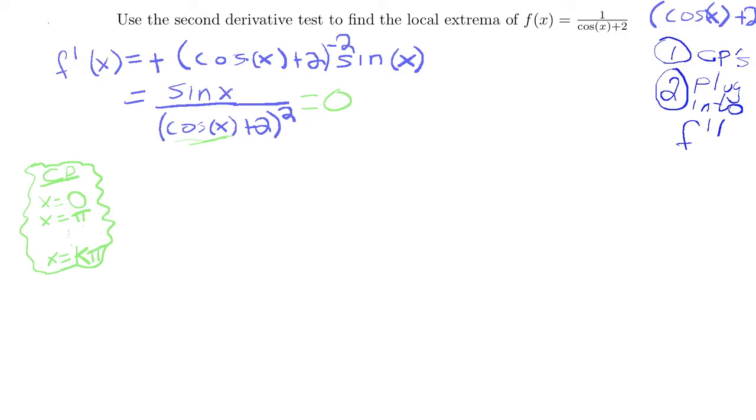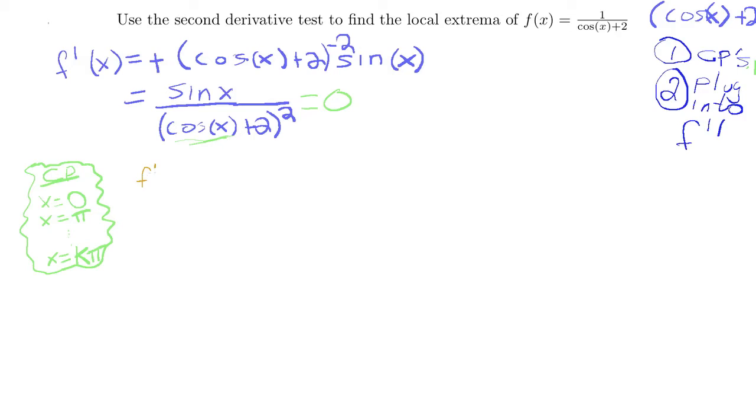Now obviously I can't plug all of those into my second derivative, but since we're not given an interval, normally with trig functions we're given an interval, but in this case it's open-ended, so we have to write all of them down. Okay, so that's our first step. Then we're going to plug those critical points into the second derivative. So let's actually find the second derivative.